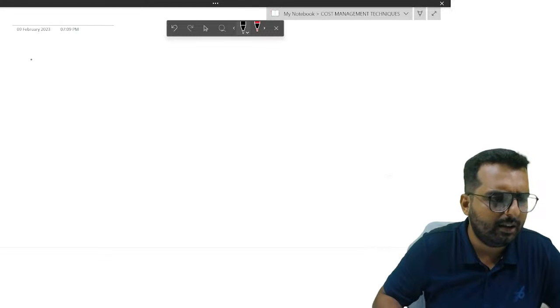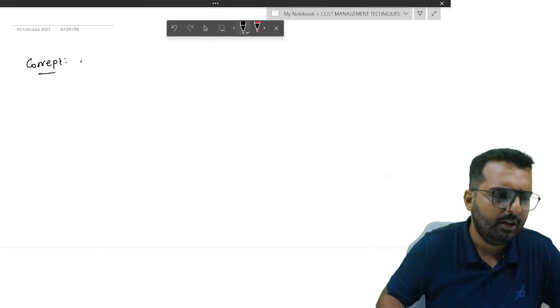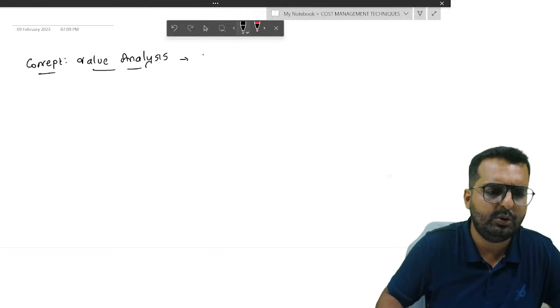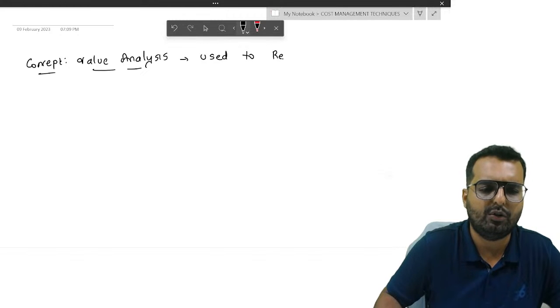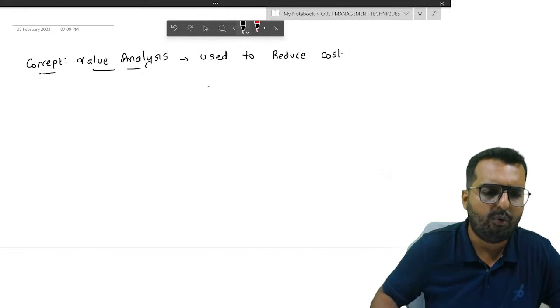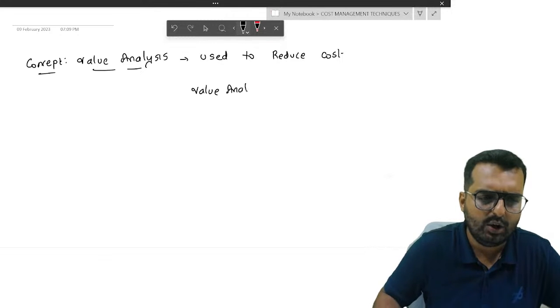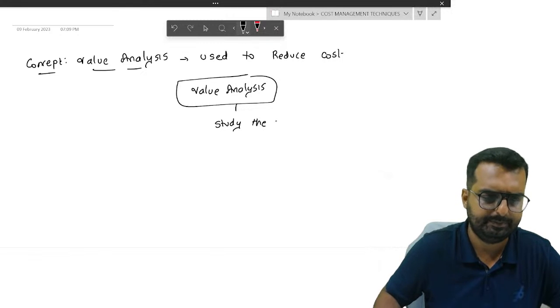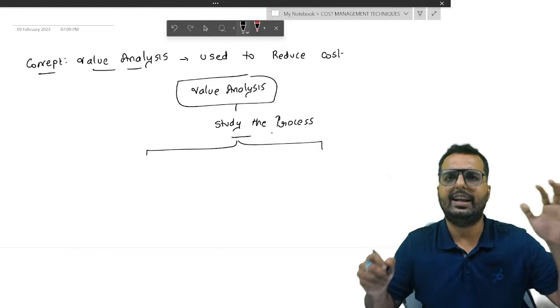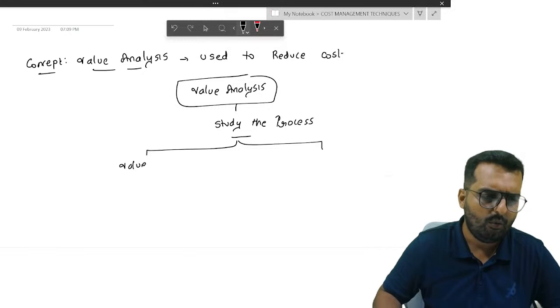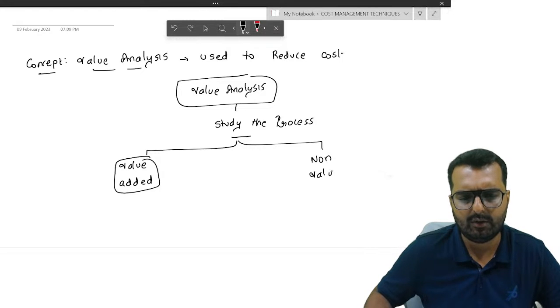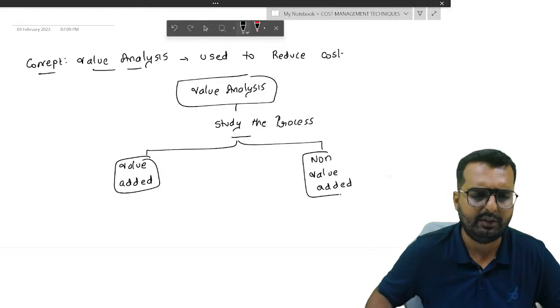Now, friends, I'll teach you another concept which is called value analysis. Friends, this is a concept used to reduce your cost. What we do is, in value analysis, you will go to a company and you will study the process of the company. Once you study the process of the company, you can categorize the whole activities into two parts. One is called value added activity and the other one is called non-value added activity.